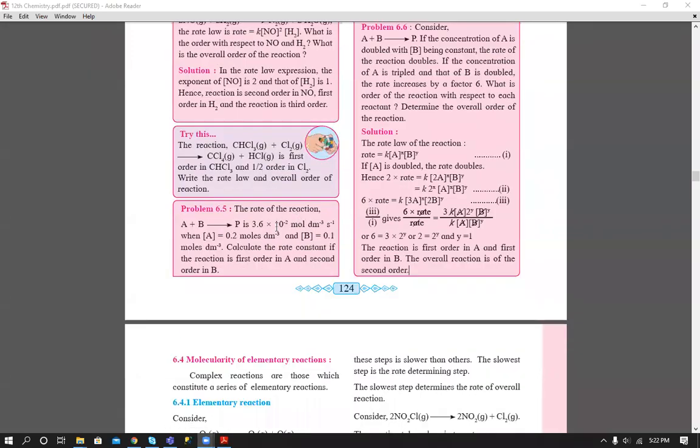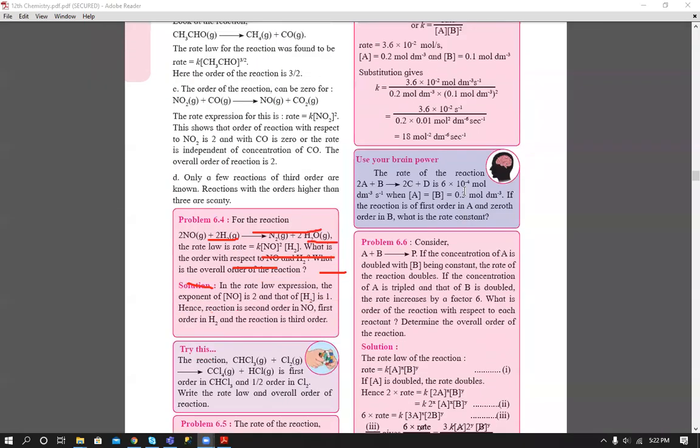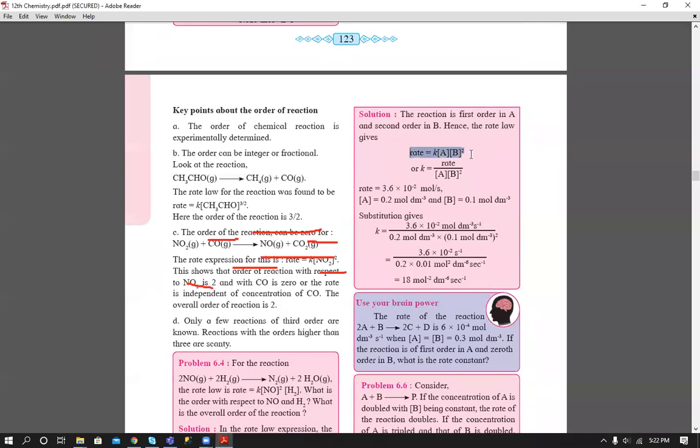The rate of reaction is given. The concentration of A is given, the concentration of B is given, and the rate constant we have to calculate. The reaction is first order in A and second order in B, so the overall order is 3. Let's see how it is solved. First they write the rate as first order in A, so the power is 1, and second order in B, so the power is 2. The rate and all the concentration data are given.